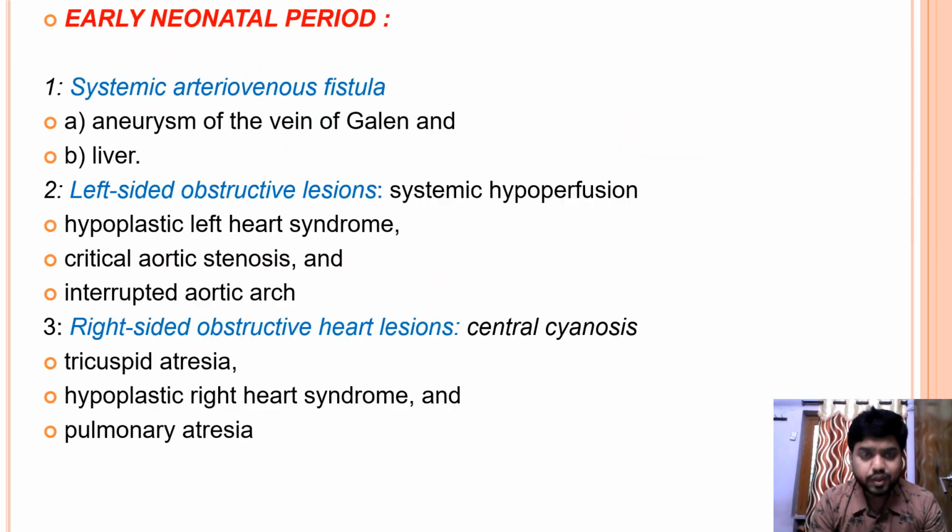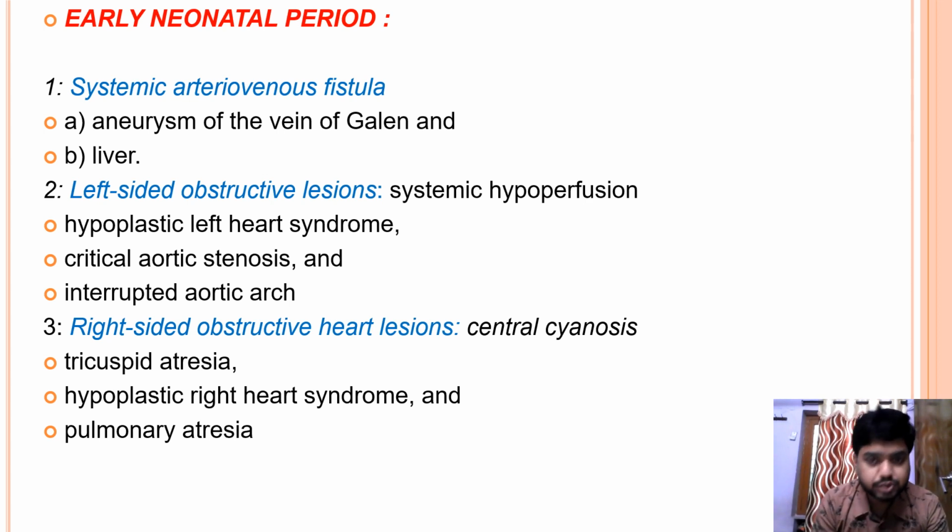Then in the early neonatal period, what are the cardiac diseases which manifest? Yes, usually we divide them as left sided and right sided obstructive lesions and systemic AV fistulas. Yes, definitely vein of Galen aneurysms or some liver aneurysms, where there is systemic arteriovenous shunting through fistulas, hyperdynamic circulation, and they land up in shock. They present in the early neonatal period, usually day 1, day 2, day 3.